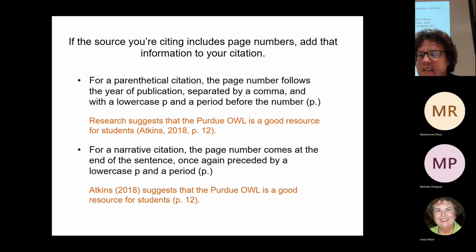Okay. If the source you're citing includes page numbers, add that information to your citation. I'm going to go through this slide and I'm going to stop because sometimes I get this question with students, and when I taught, I got it with my students, and it's a good question, so I want to address it. If you're doing your parenthetical citation, you just add your page number. The page number follows the year of publication with a lowercase p and a period before the page number. So Atkins, 2018, p. 12. For a narrative, the page number comes at the end of the sentence, lowercase p, period, page number.